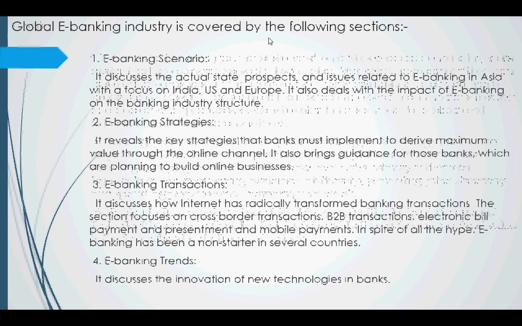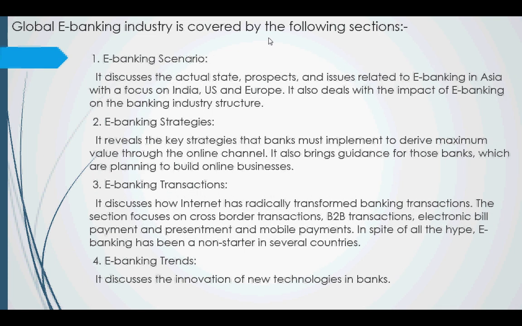So now let's understand that the global e-banking industry is covered by the following sections. Number one, the e-banking scenario. It discusses the actual state, prospects and issues related to e-banking in Asia, with a focus on India, the US and Europe. It also deals with the impact of e-banking on the banking industry structure. Number two, e-banking strategies. It reveals the key strategies that banks must implement to derive the maximum value through the online channel. These strategies bring guidance for those banks which are planning to build online businesses across the world.